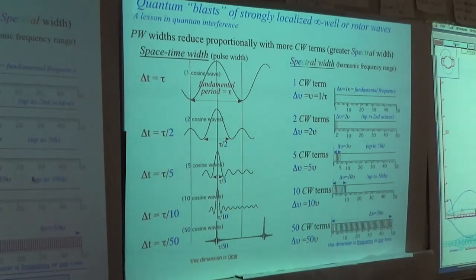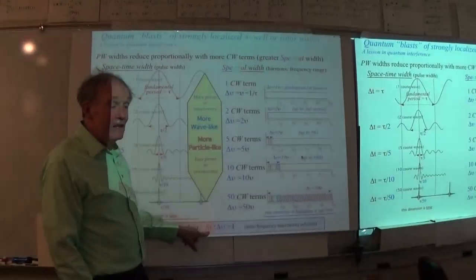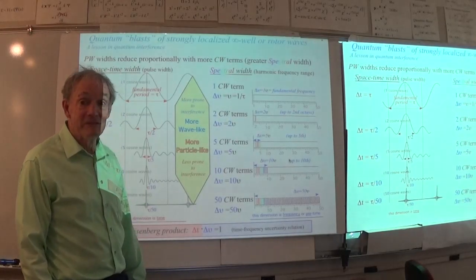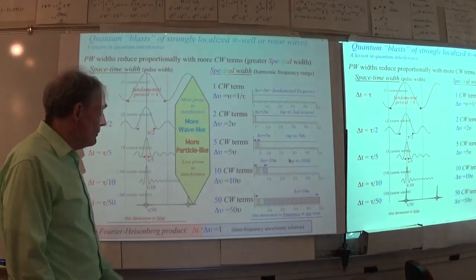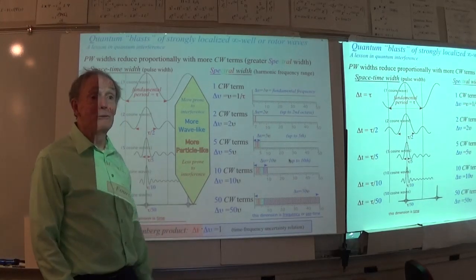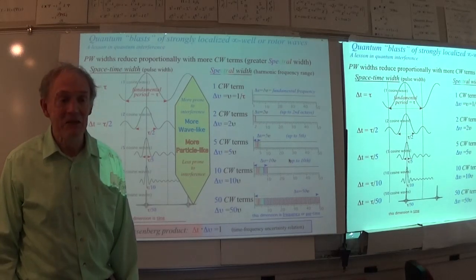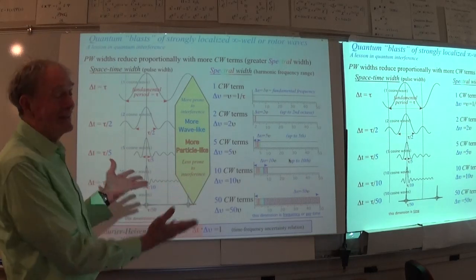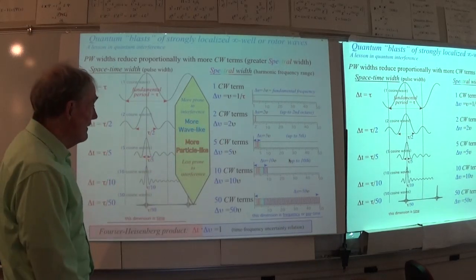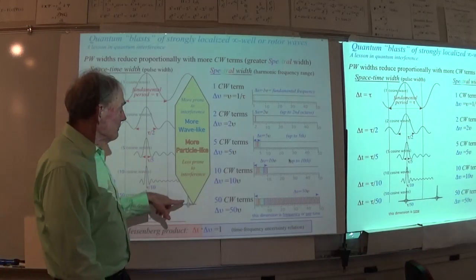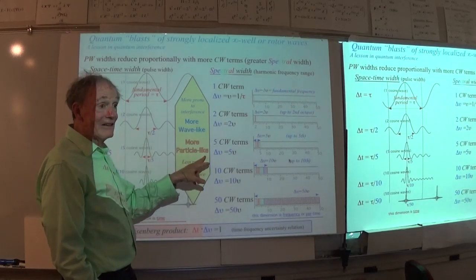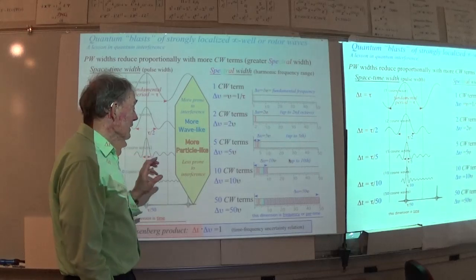And that, my friends, is called the Fourier-Heisenberg product. Delta t, delta nu product is 1. The product of time and per time is 1. Nothing mysterious about this, other than the fact that it's mysterious in terms of the wave that's being made, right? So as we put more and more in this direction, we're getting more and more particle-like. Pulse wave-like is what you really should say.